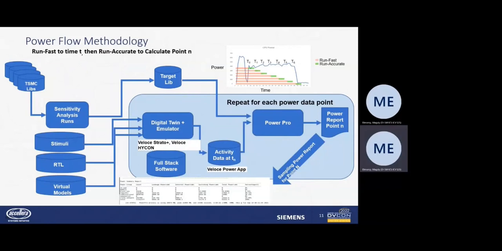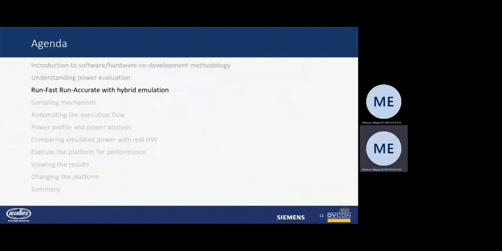Then we run it again from the beginning to another point, T1, in order to determine the power at T1. And we repeat it again and again to determine the power at different points. Then we connect those points to determine the power profile using our run fast, run accurate mechanism. From the previous slide, run fast, run accurate is a very important key factor and mechanism to be able to achieve the power profile.